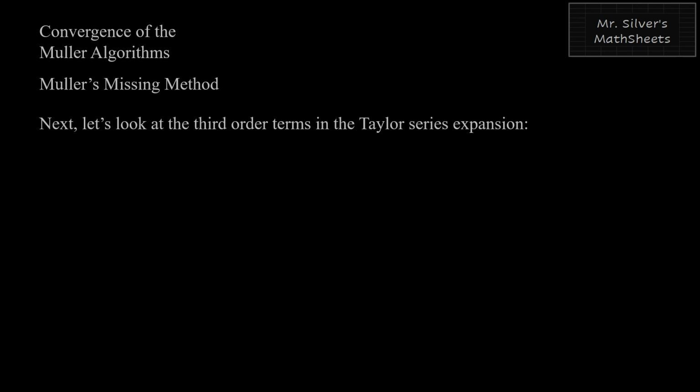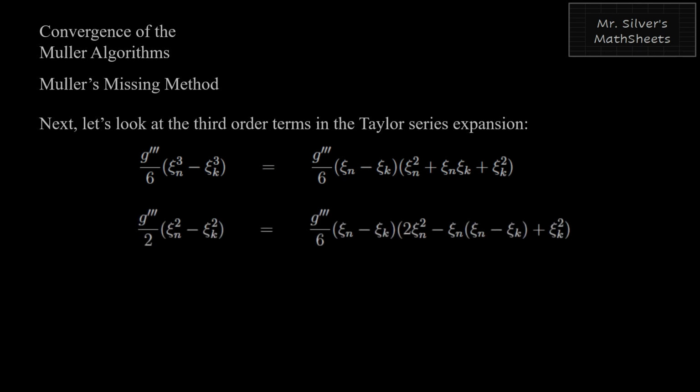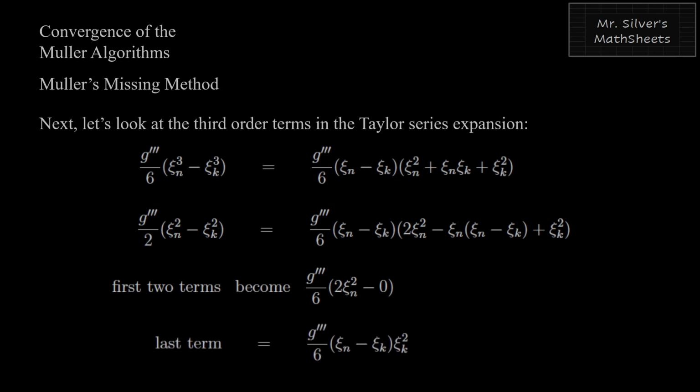Next, let's look at the third order terms in the Taylor series expansion. This is where it gets really interesting. Lot more work here. We can factor out a psi n minus psi k term, and we can do some algebra on that term just like we did before to get at least some simplification. The first two terms we can solve for that. But then we're left with that last term, psi of k squared. And we can't really do anything with that, at least not initially.